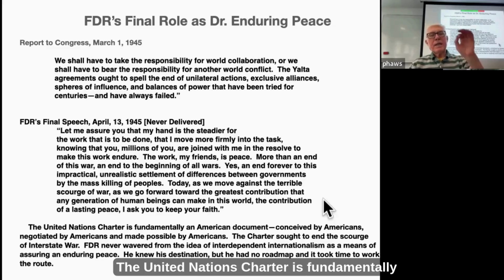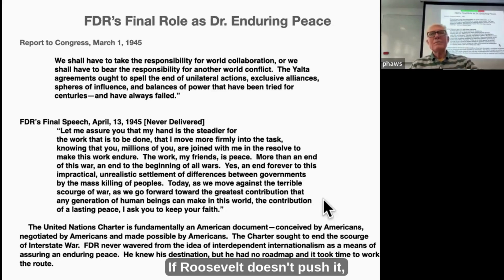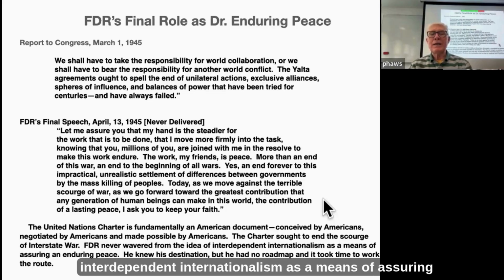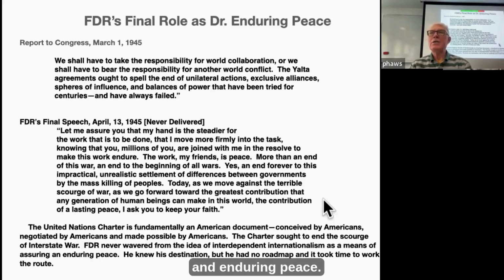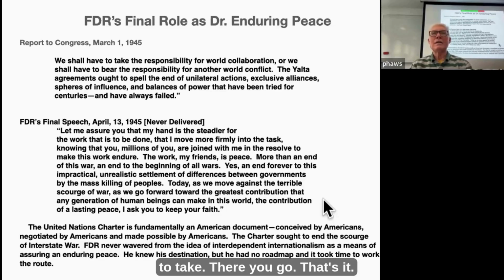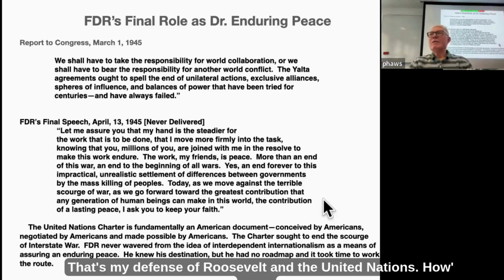Now, understand this. The United Nations Charter is fundamentally an American document. If Roosevelt doesn't push it, there is no United Nations. It's conceived by Americans, negotiated by Americans, and made possible by Americans. The charter sought to end the scourge of interstate war. FDR never wavered in the idea of interdependent internationalism as a means of assuring an enduring peace. He knew his destination, but he had no roadmap, and it took time to work out the route he needed to take. There you go. That's it. That's my defense of Roosevelt and the United Nations.